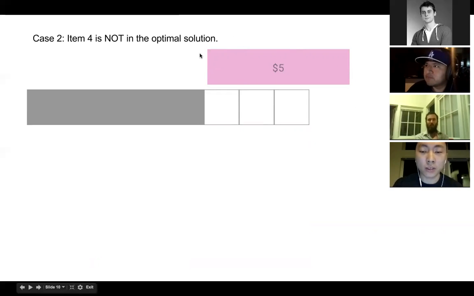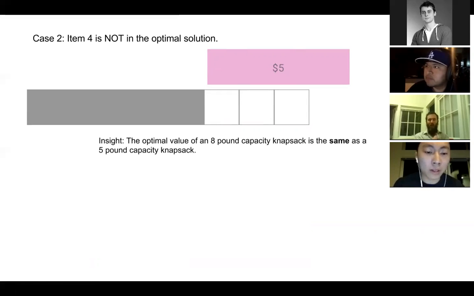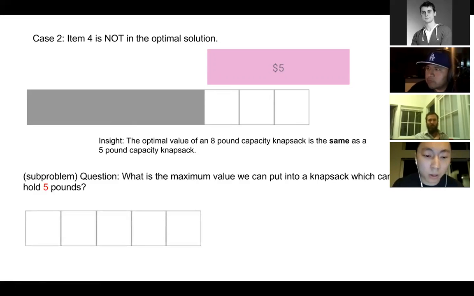So in the second scenario, there's just not enough room. You can't put it in there. Well, then the new insight we gain is that the optimal value of an 8-pound knapsack is actually the same as a 5-pound capacity knapsack, because there are these 3 slots that we can't use, because we just can't fit the items in there. So the new subproblem is, what is the maximum value we can put into a knapsack which can hold 5 pounds? And again, this would be with the remaining 3 items. How can we optimize this space?